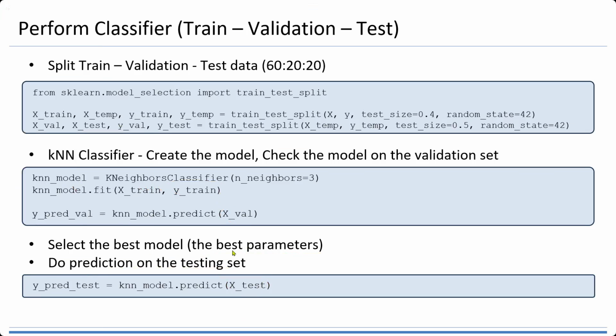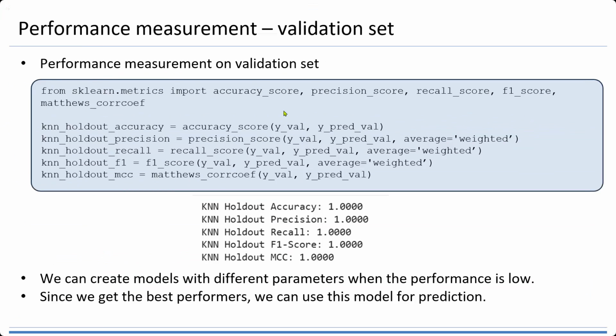So you need to choose the best parameters. How to choose the best parameters? We can use the methods that we already learned before, the grid search. Okay, so I will show you later about the grid search.